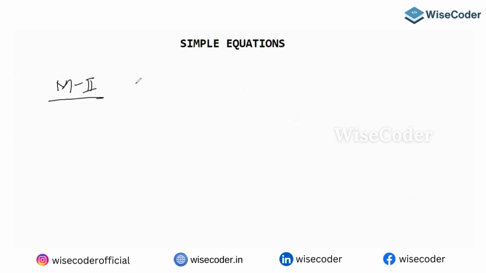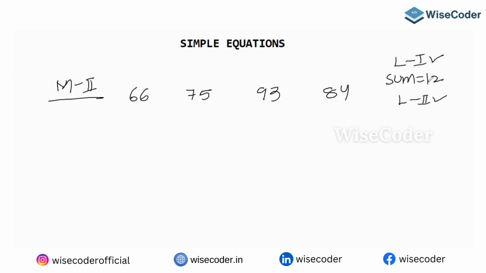Method 2. Guys, look here. What are the options I have given? 66, 75, 93, 84. There are two logics. Logic 1: the sum of the digits of a two-digit number is 12. 6 plus 6 is 12, 7 plus 5 is 12, 9 plus 3 is 12, 8 plus 4 is 12. So logic 1 is satisfied by every option. Now look at logic 2. What is logic 2? If 36 is subtracted from that number, digits get reversed.